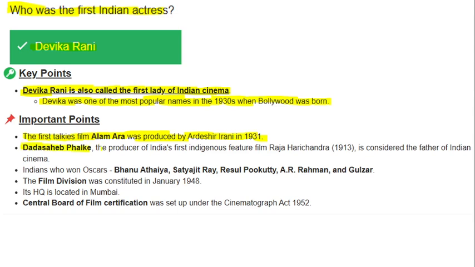Dada Saheb Phalke, the producer of India's first indigenous feature film Raja Harishchandra in 1913, is considered the father of Indian cinema. Indians who won Oscars: Bhanu Athaiya, Satyajit Ray, Resul Pookutty, A.R. Rahman, and Gulzar. The Films Division was constituted in January 1948. The Films Division headquarters is located in Mumbai. The Central Board of Film Certification was set up under the Cinematograph Act 1952.